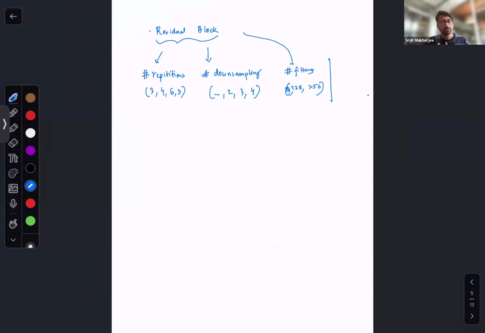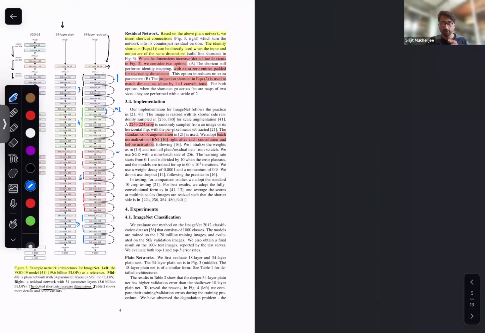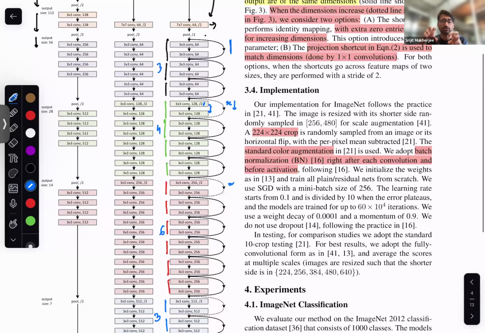So all the best, and I will see you in the next video on how to build this ResNet architecture from scratch, using these fundamental blocks and features. Understand that they have adopted batch normalization after each convolution and before the ReLU. So a convolution layer, a batch normalization, and a ReLU.